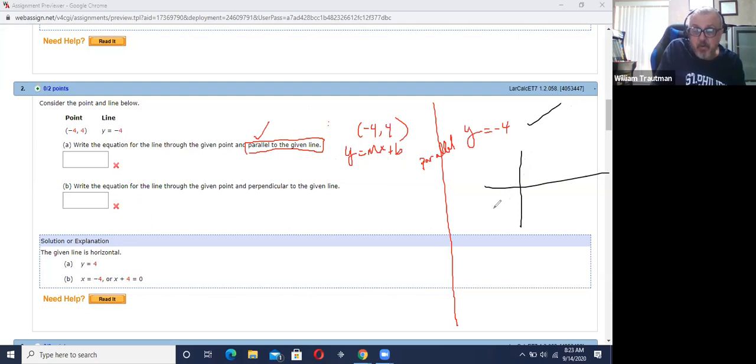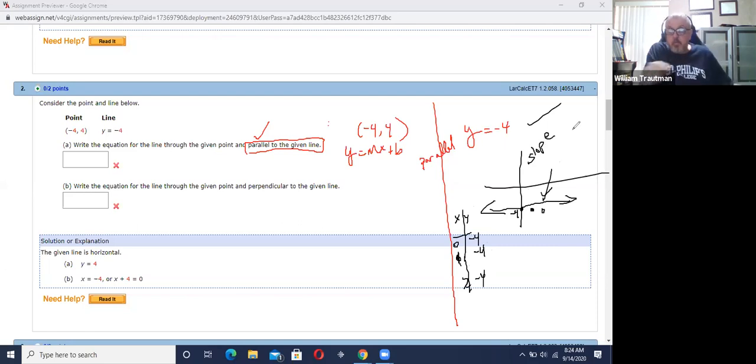Y equals -4. In other words, if I did a t-table, y always equals -4. X can equal anything since it doesn't have any restrictions for X. 0, -4, it's right here. 1, -4 here. 2, -4 here. Do you see? Y equals -4 is a horizontal line that goes through y -4. So can somebody tell me the slope of this line? What's the slope of that line, y equals -4? Everybody should be able to spit it out right now. What's the slope of that line?